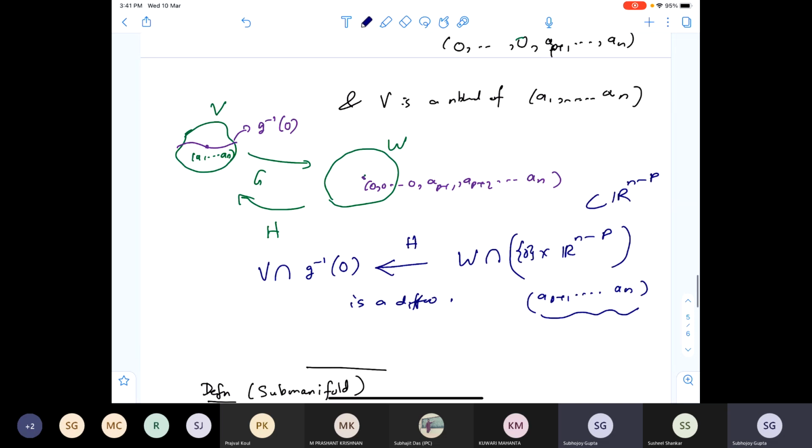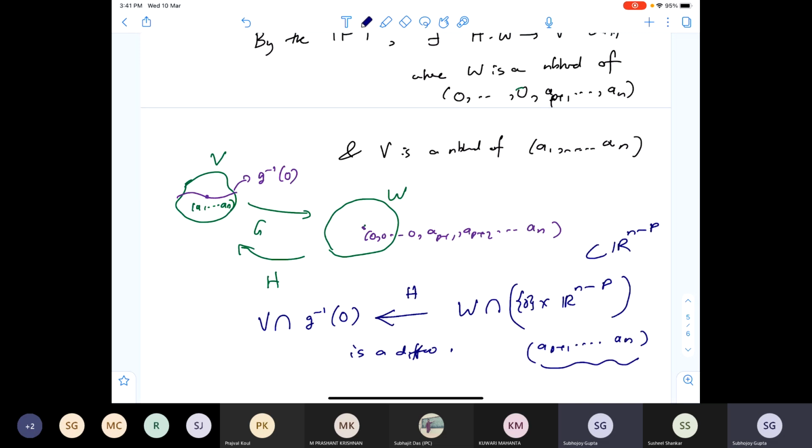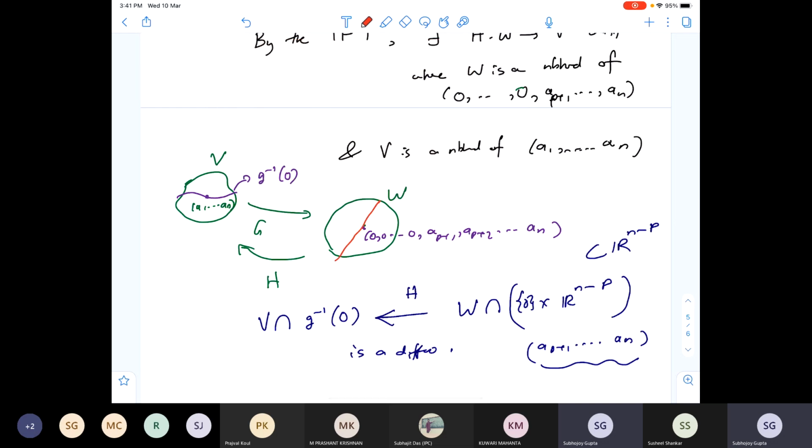So H, originally, I've written, is defined on this whole W, right? And it maps to V. But if you restrict yourself to this part of W, so W intersected with this slice, maybe I should draw the slice somewhere. So maybe I'll draw that in red. There's some slice here, this linear slice, this plane of 0 cross Rn minus p. So if you restrict yourself to that slice, then the restriction of H will map to this pre-image G inverse of 0.